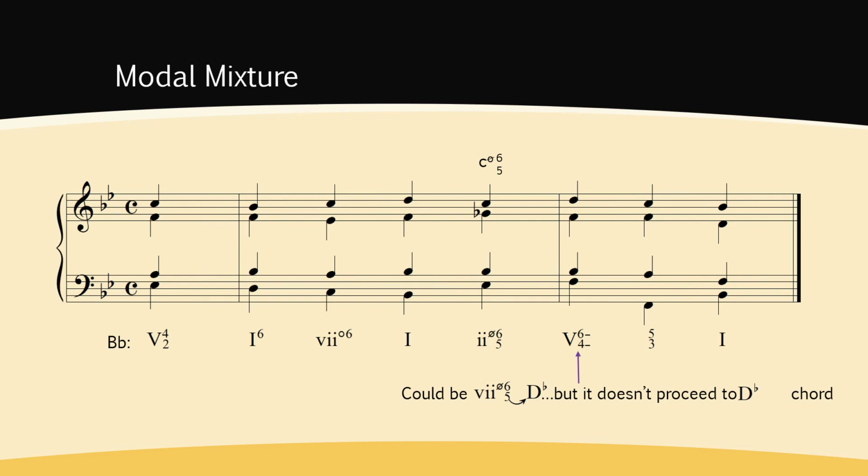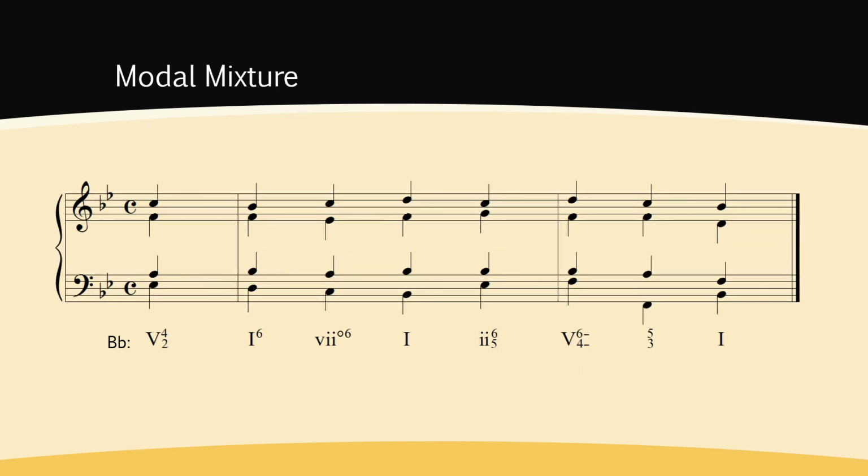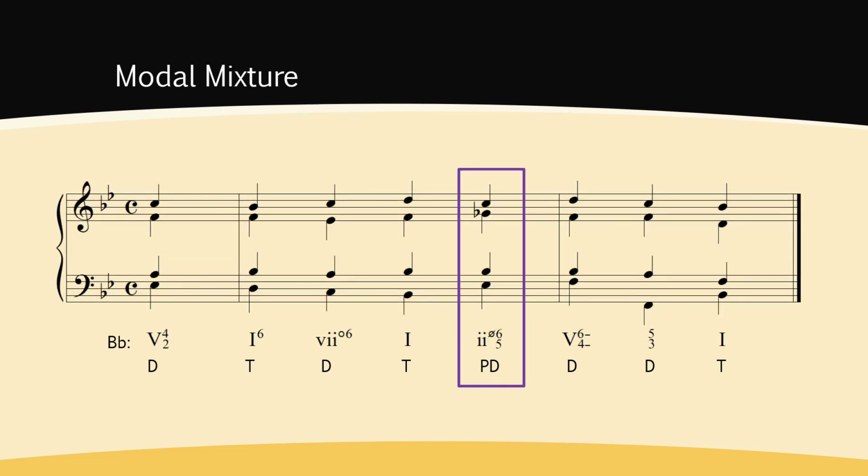The use of modal mixture does not change the function of a chord. A 2 chord most often functions as a predominant harmony. Changing it to a borrowed, half-diminished 2 chord does not change that predominant function. Use of modal mixture also does not change the motion of a circle progression, even if the root of the chord has been altered.